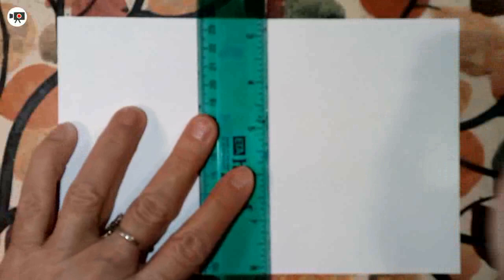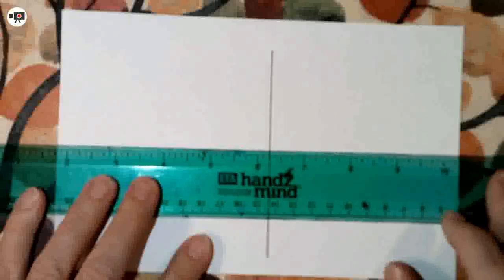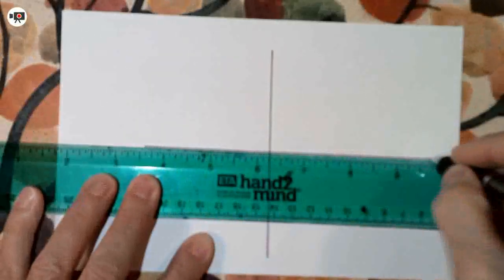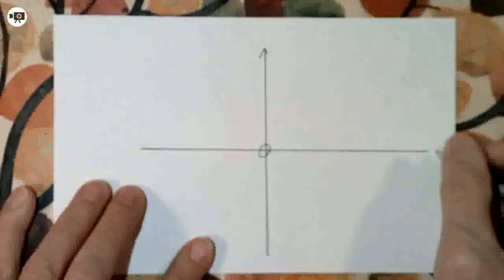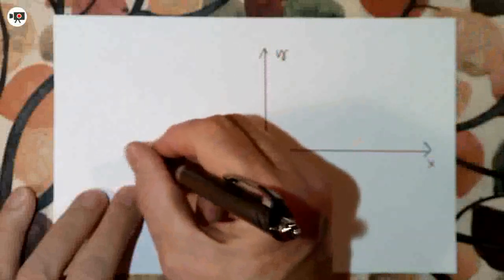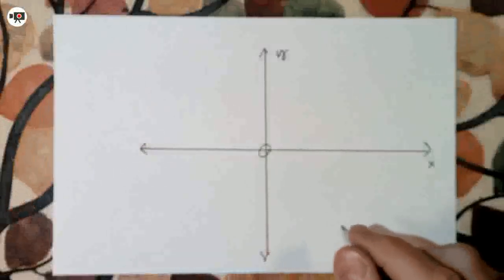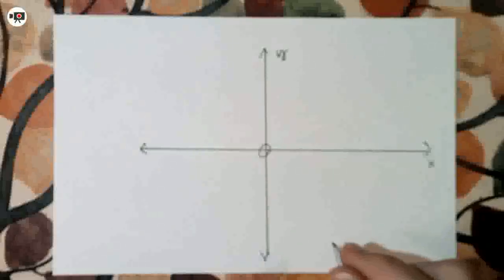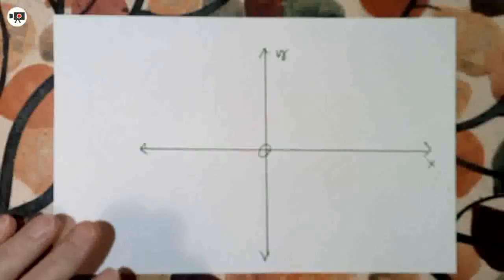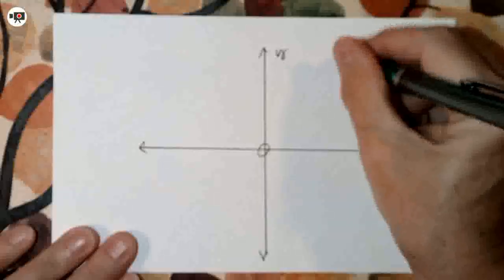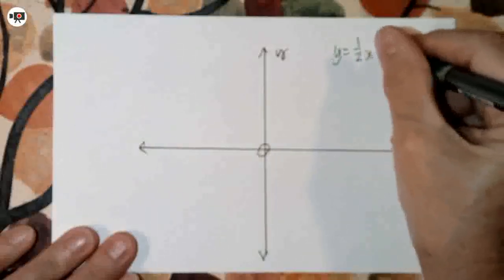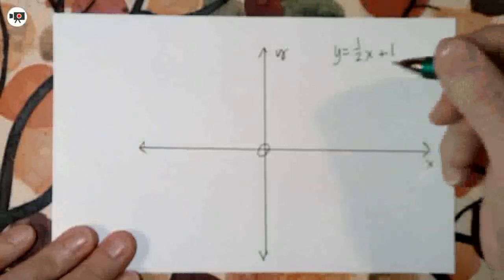Okay, so I'm going to draw, and you just draw some axes. Doesn't have to be perfect. Make them perpendicular. That's the origin. That's the X. That's the Y. But you already knew that. Okay, let's say we've got a line that is, let's see, Y equals 1/2 X plus 1. Okay, Y equals 1/2 X plus 1. That is in slope-intercept form.